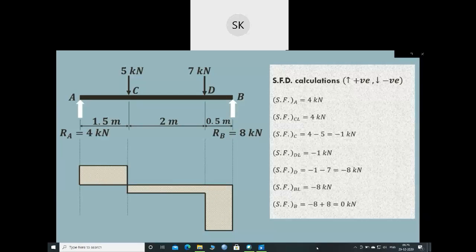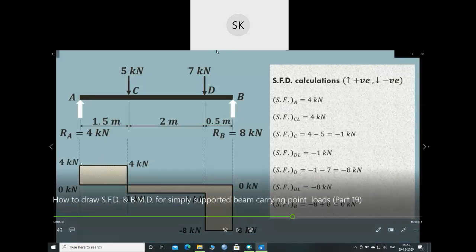So in this way we can draw the shear force diagram for the given particular arrangement. Now we have indicated the various values over here. So this will be our shear force diagram. To find out the shear force, you have to take all the forces in upward direction as positive and downward direction as negative. So let's start with a point from one end. You can take either this end or you can start from this end also. So let's start with this point.